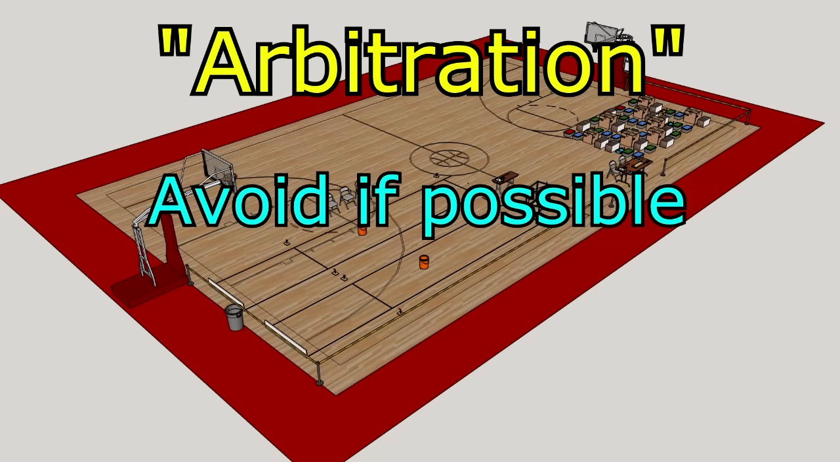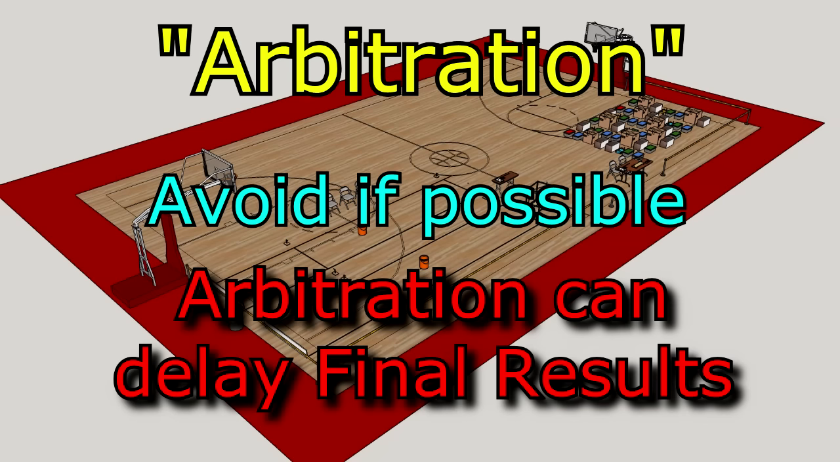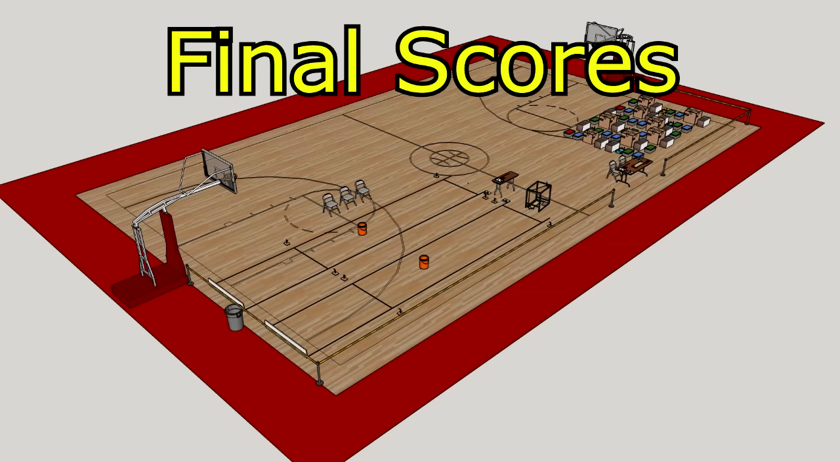Generally, as an event supervisor, you try and work out issues before going to arbitration. In some cases, I have needed the difference to go to arbitration to get another opinion of a rule. Again, try and avoid arbitration if possible. Remember, the teams are waiting for the final scores, and the arbitration process will slow that down. With that said, you want to get the final scores in as quickly as possible.